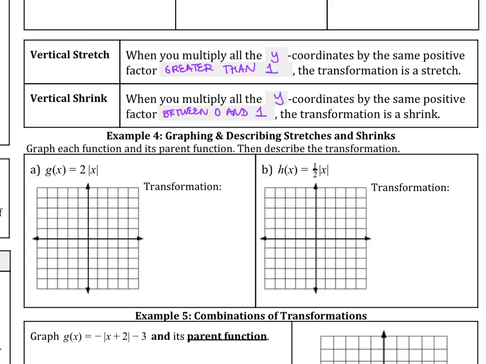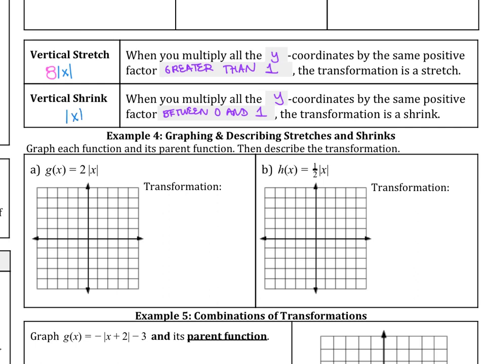Now let's look at another type of transformation. Let's look at vertical stretching and vertical shrinking. So when you multiply all the y coordinates by the same positive factor greater than 1, the transformation is a stretch. So let me give you an example. If we have absolute value of x and we multiply it by a whole number, let's just say 8, that's a vertical stretch by 8.